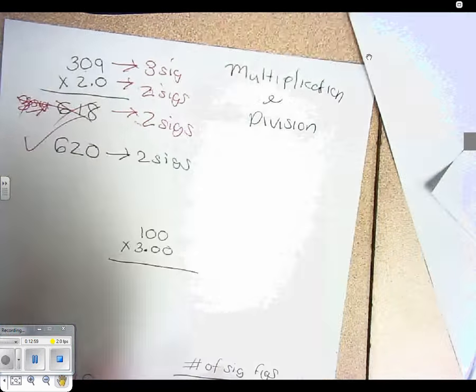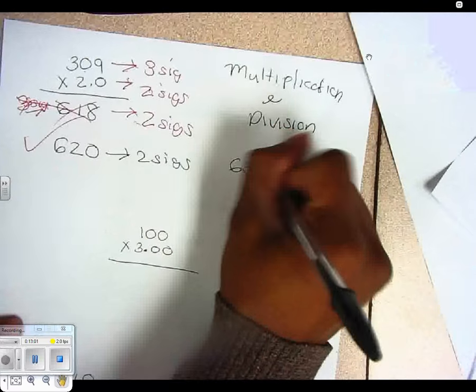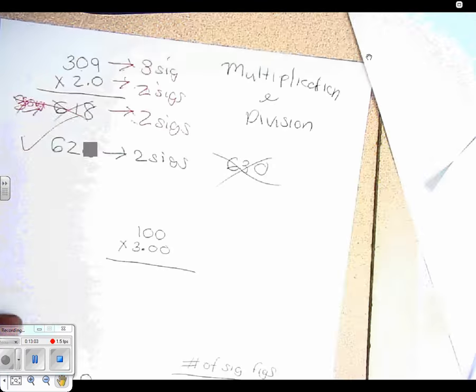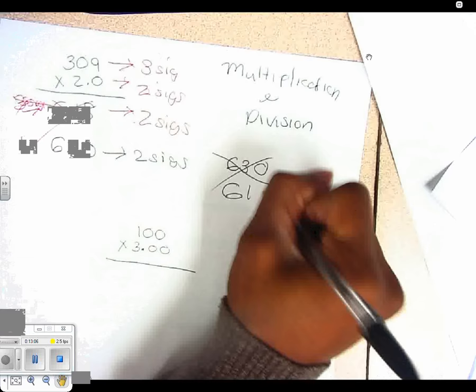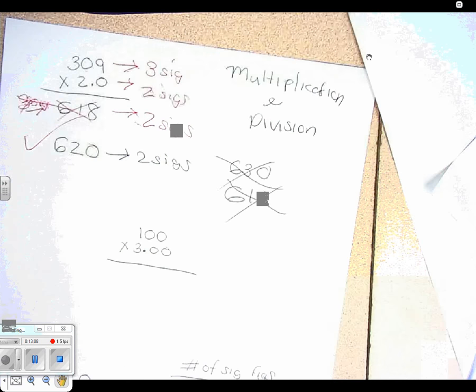It is not the same as 630, because 618 is closer to 620. 618 is not close to 610. It is close to 620.